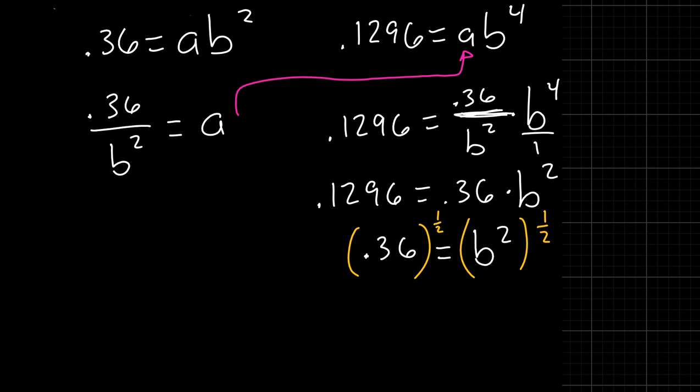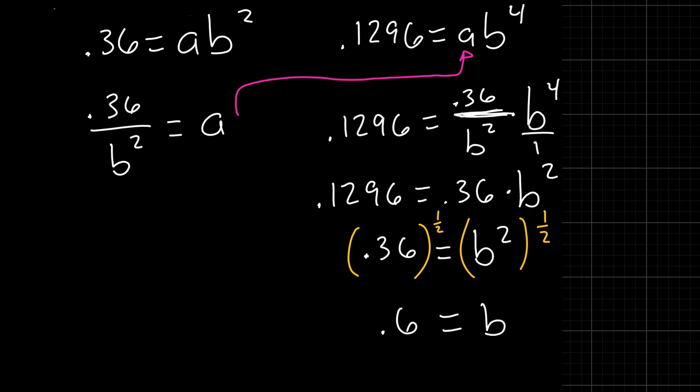What I like about it is if you get interesting roots and you don't know how to deal with them, this works. So b to the second to the 1/2 power gives me just plain old b, because 2 times a half is 1. And on the other side I've got 0.36, and I'm going to raise that to the 0.5 power, and that should be like 0.6, and it is. That's cool. So b is 0.6. So I know one of my two parameters.